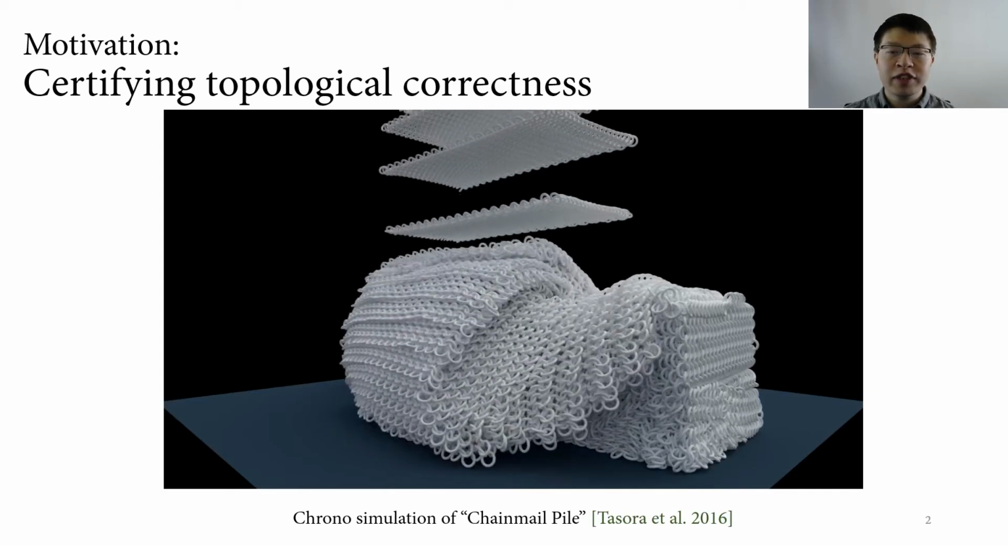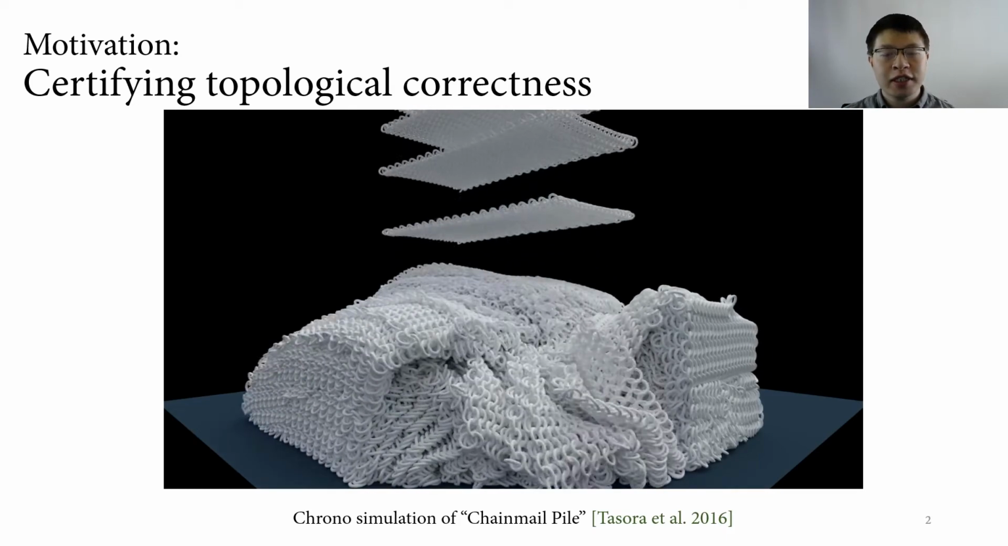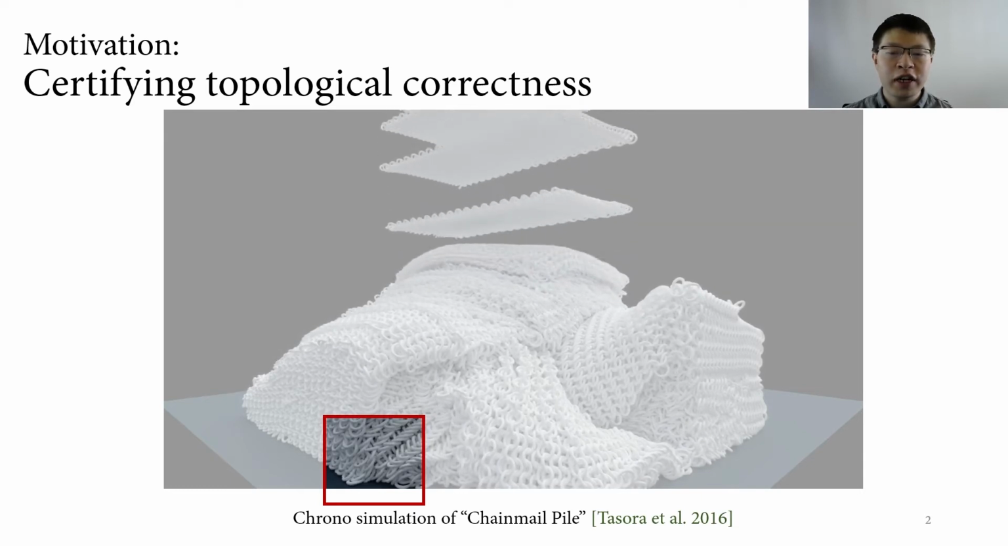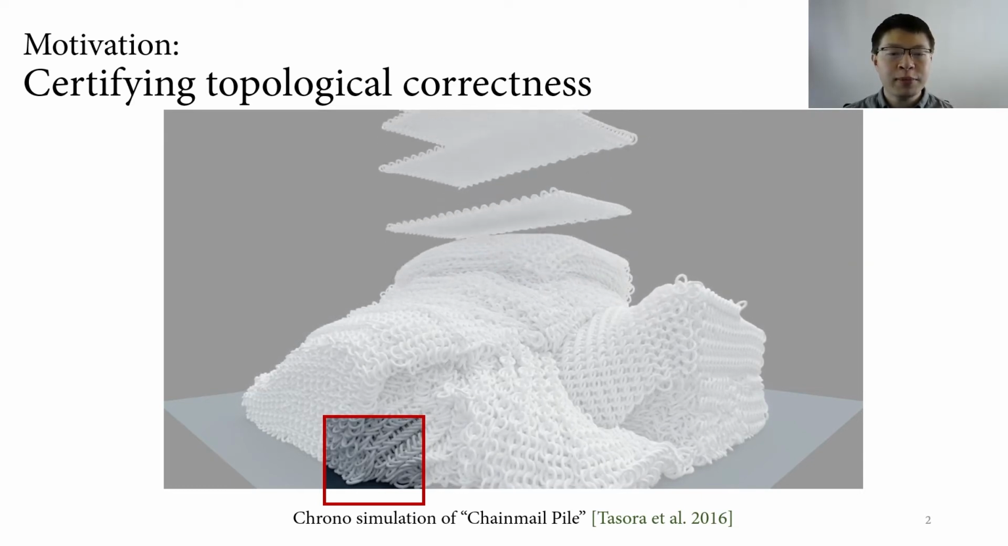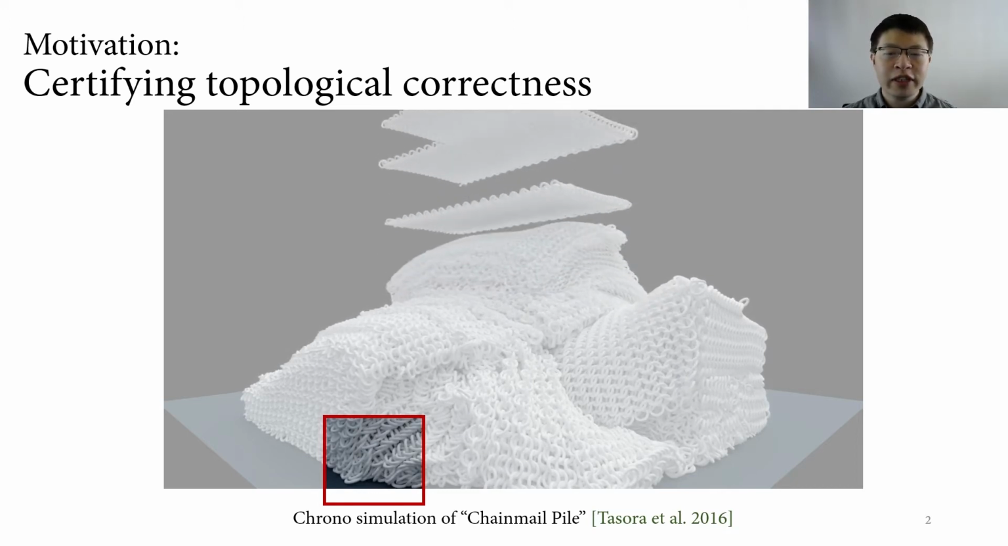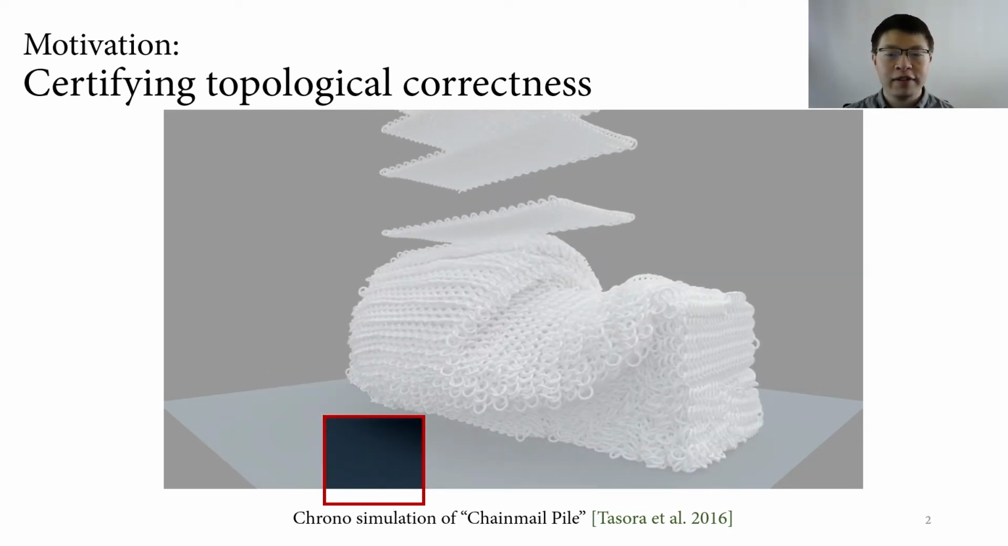Here's a simulation of a chainmail pile. Each sheet consists of interlinked rings. Unfortunately, in this case, a ring falls off and rolls away, because a collision is missed between rings. This error is hard to catch visually. If we simulate something, how do we know it's right?